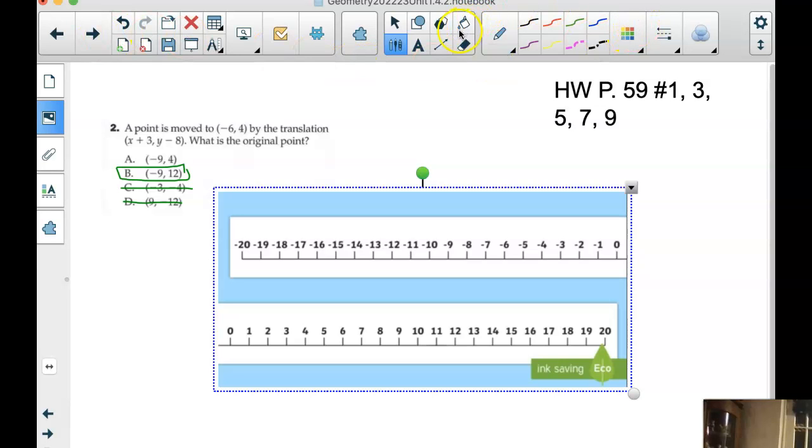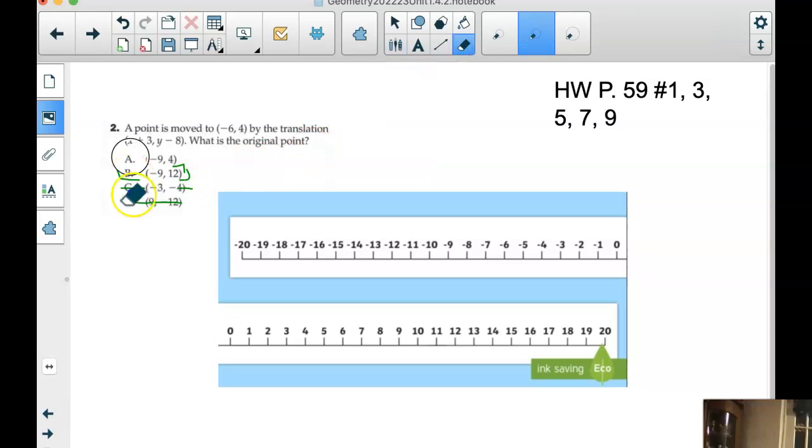Now, let's apply some stuff, okay? A point is moved to -6, 4 by x plus 3, y minus 8. Sorry about that, getting rid of that. So, they added 3 to something and ended up at -6. They subtracted 8 from something and ended up at +4. So let's go do the opposite.